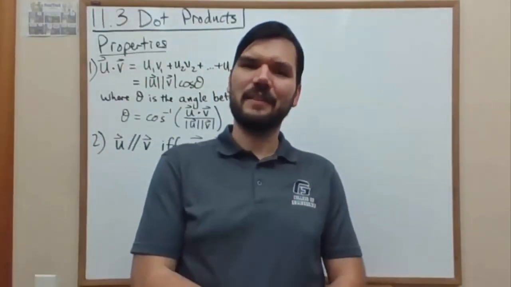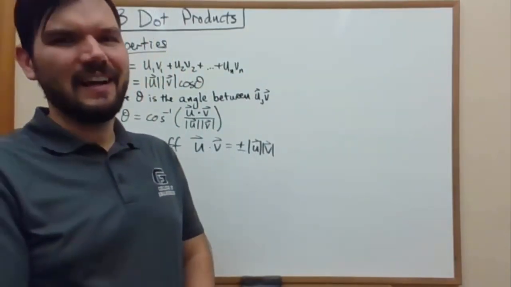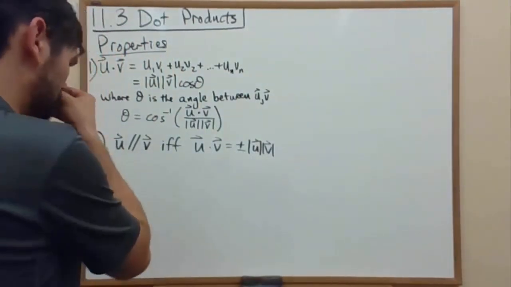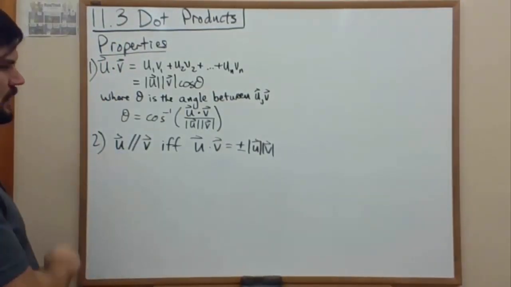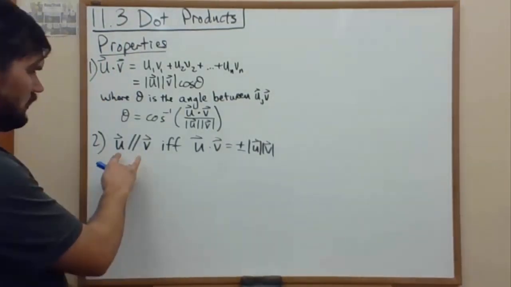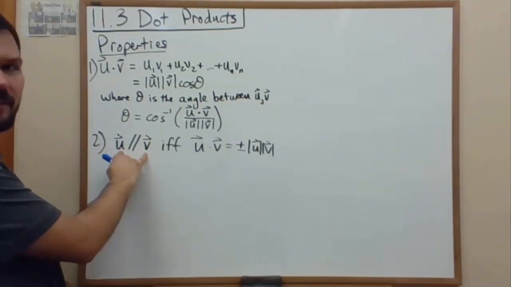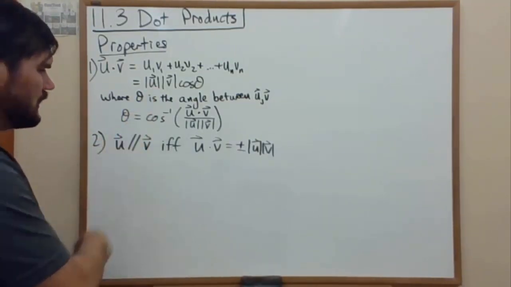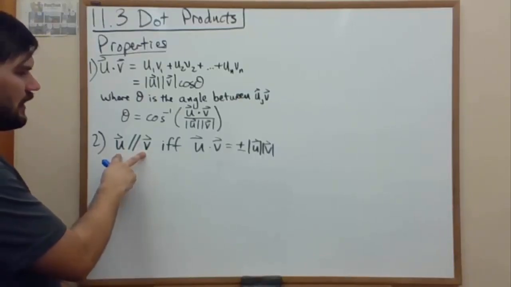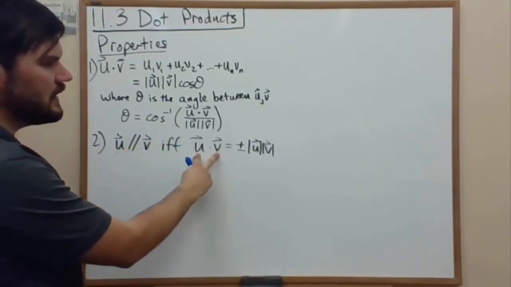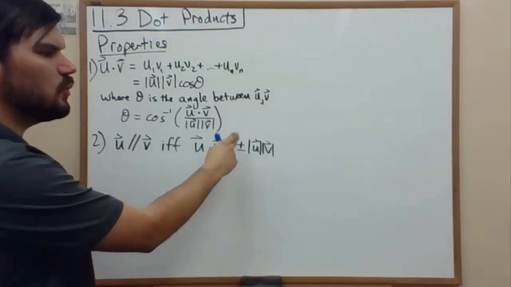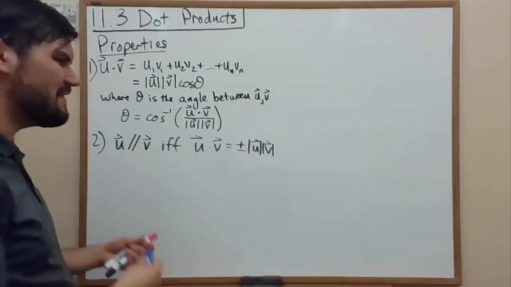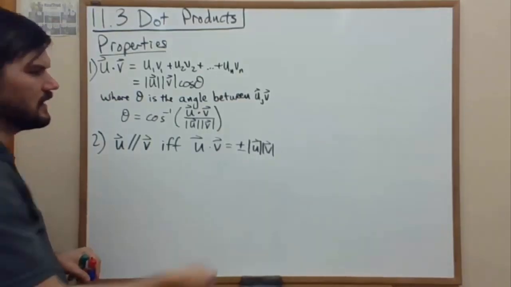Okay, now after that lengthy law of cosines proof, we have a couple of properties that are much easier to prove. First, two vectors are parallel. That's what these railroad tracks or parallel lines are showing. They're parallel if and only if the dot product is equal to plus or minus the product of the magnitudes. And that's just because.